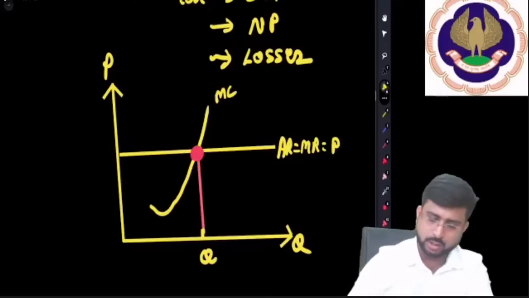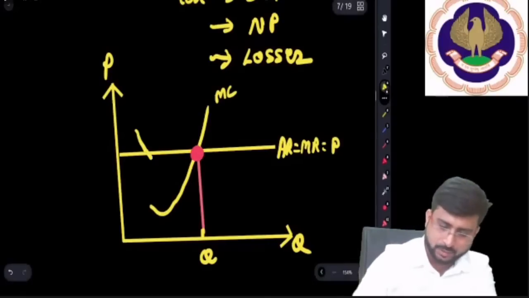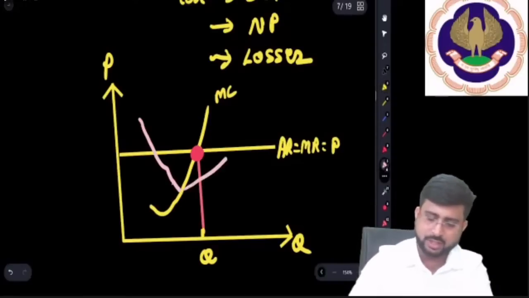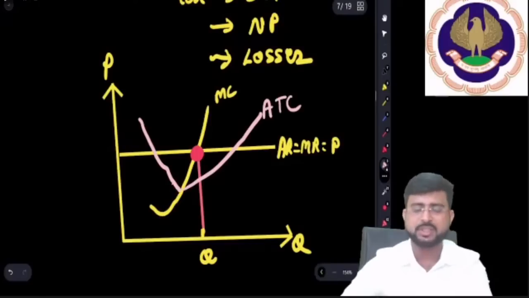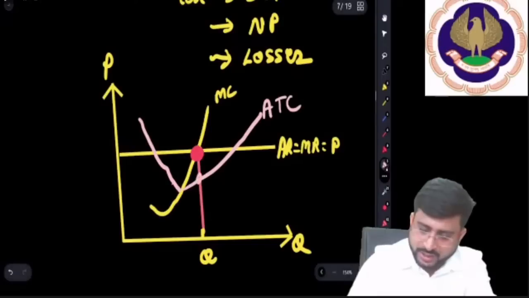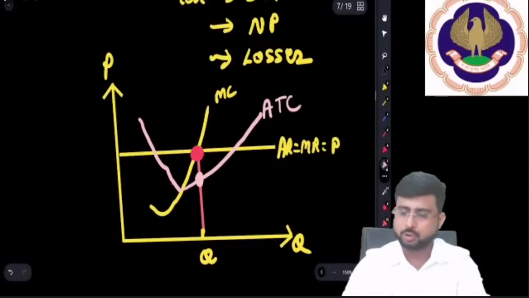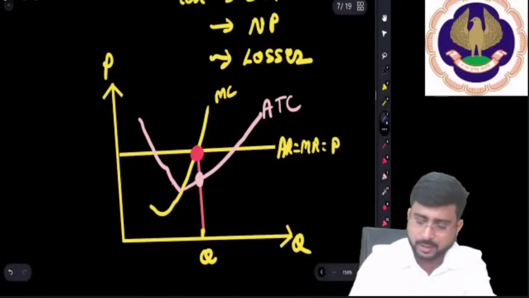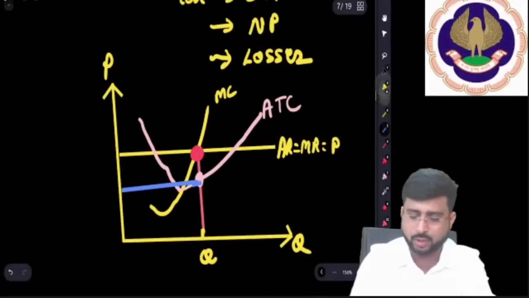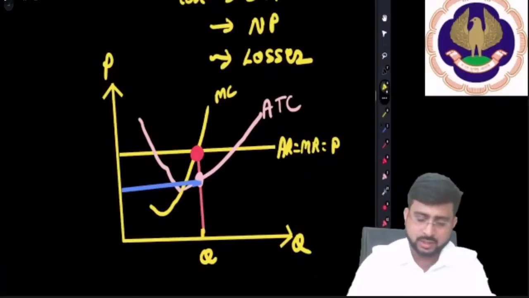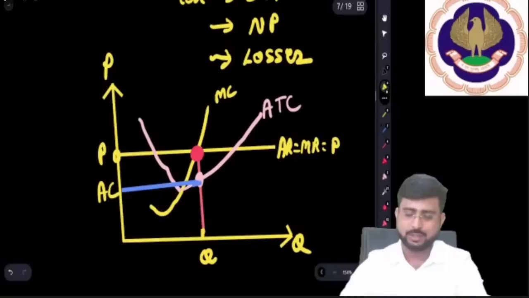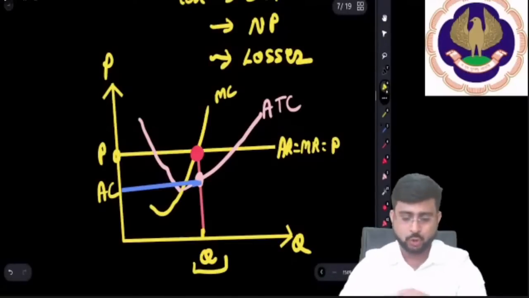So let me use a different color altogether. This is the average cost, average total cost. ATC means average total cost. Have a look here. Where is this average total cost intersecting the quantity level? At this level. Here I draw another line, the point where this line and ATC are intersecting. This point is the price and this point is the average cost. Quantity is here.